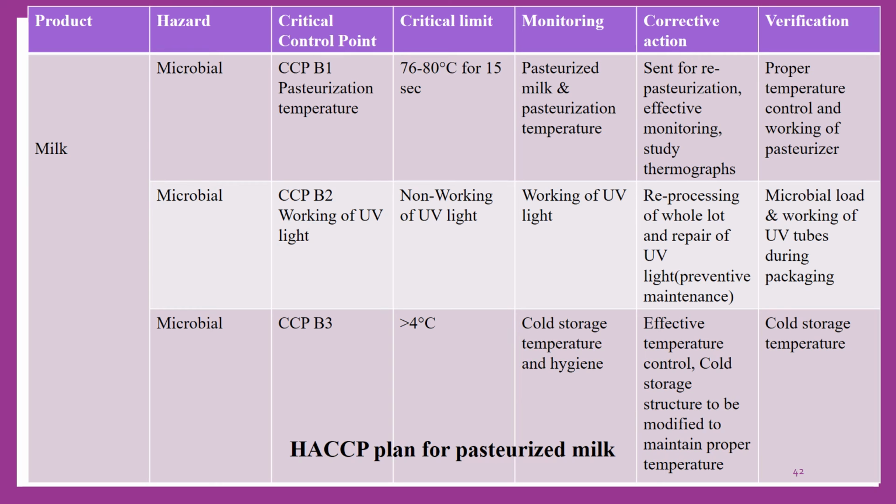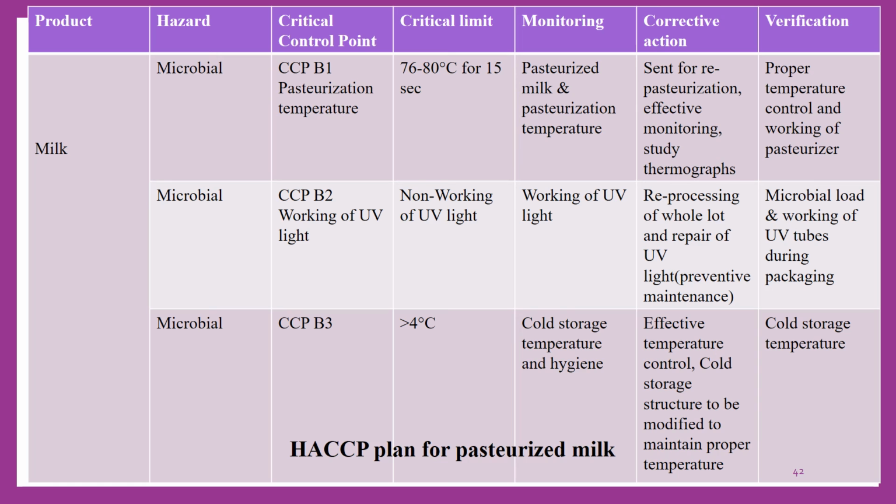Again, the hazard is microbial. This time the critical control point is CCPB2. Working of UV light is the CCP here. The critical limit is the non-working of UV light. The monitoring is the working of UV light. The corrective action is reprocessing of the whole lot and repair of UV light, which is a preventive maintenance method. The verification procedure is microbial load and working of UV tubes during packaging.